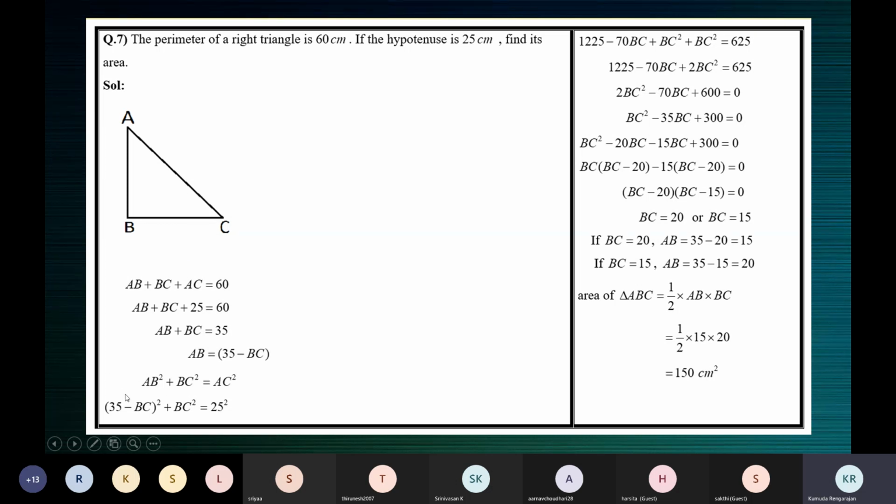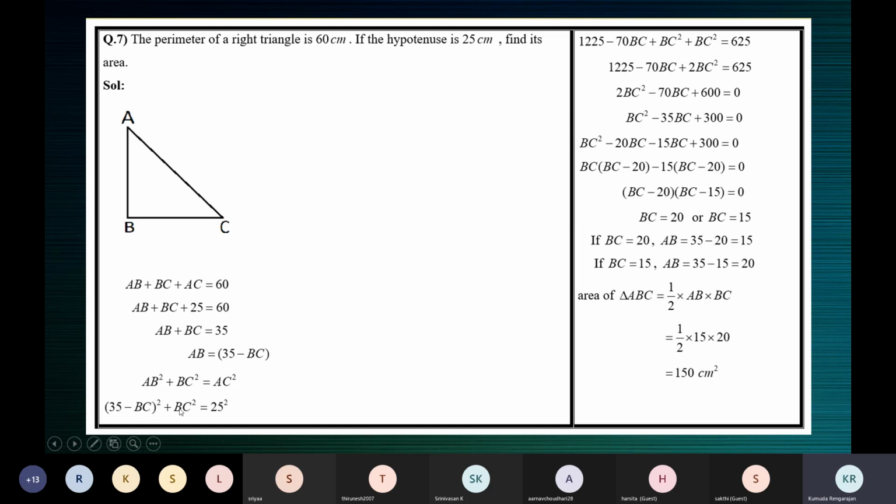It's about creating the equation now. So AB square plus BC square is equal to AC square. This is the result by Pythagoras theorem, and we're going to take this rule to construct the equation. So substitute now: AB is 35 minus BC whole square, plus BC square, and AC is 25. Like BC is BC, we have written AB in terms of BC. So you can see now this equation has only BC in it.